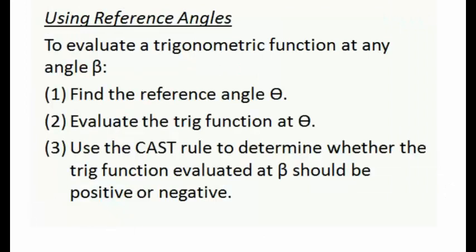The work we've done on the last couple slides, while useful for us to evaluate the angles, might not be the fastest or most efficient way to do this. So we're going to combine the cast rule with reference angles to be able to evaluate a trig function at any angle that we call beta. The idea is, if we have the angle beta, we need to find the reference angle theta. After we have the reference angle, we can evaluate the trig function at our reference angle. And then our last step is to use the cast rule to determine whether or not our original expression needs to be positive or negative. So let's take a look at a few examples of how to do this particular procedure.